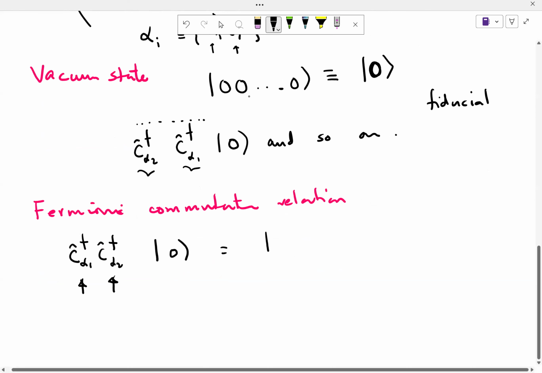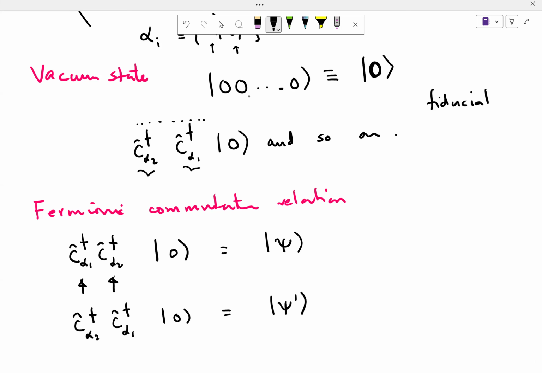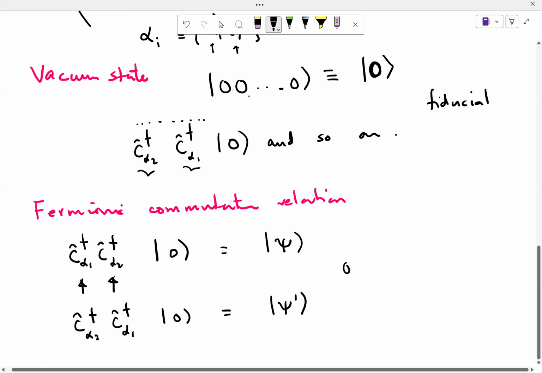Suppose this gives me some state psi. Now, if I reverse the order of creation, so I have C alpha 1 dagger followed by C alpha 2 dagger, then this state will be totally different from the initial state. So the order in which the creation operators are applied is important. So order is important. This is not true for bosons.